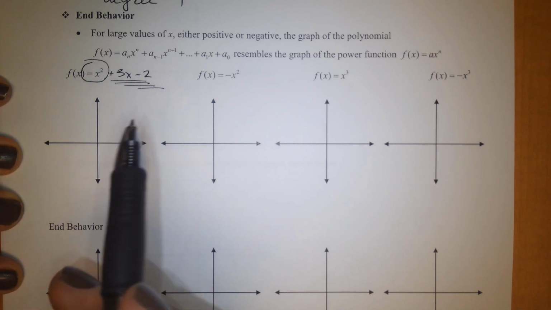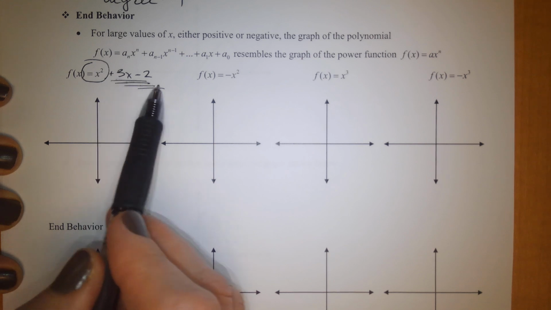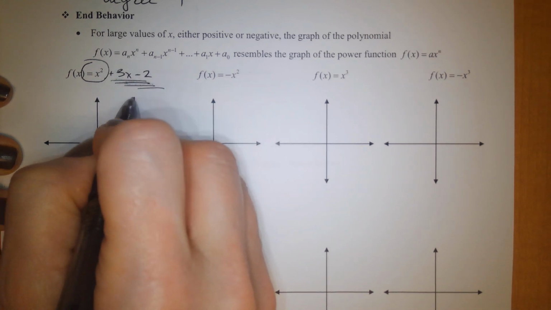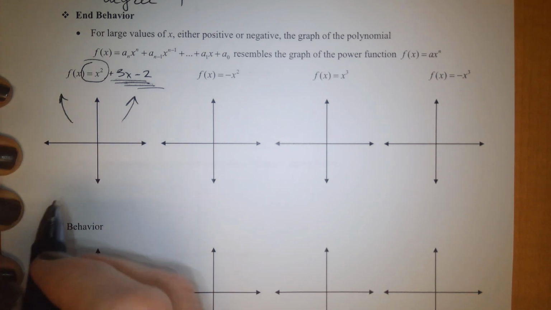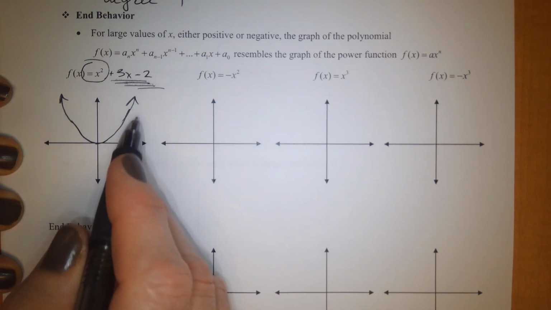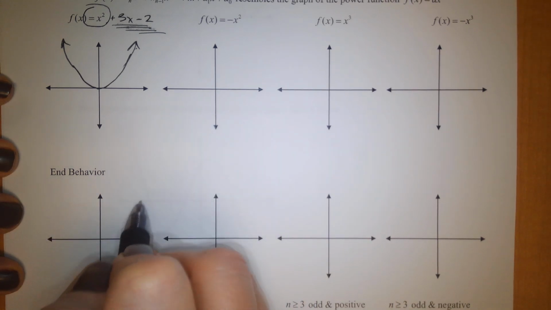Since it's x squared, we know it's going to be a parabola. However, I don't know what the rest of this is going to do to the graph, but I do know the ends of the graph are going to be of an up-up type of situation. Okay, so regardless, no matter what it's doing inside of here, I know the ends will both be in the upwards direction.